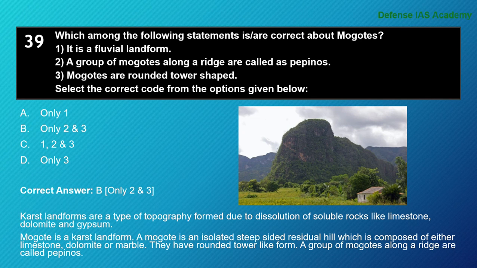Karst landforms are a type of topography that formed due to the dissolution of limestone, dolomite, gypsum, or something like that. And Mogote is a kind of karst landform, an isolated steep-sided residual hill composed of either limestone, dolomite, or marble. They have a rounded tower-like form, and a group of Mogotes along a ridge are called pepinos.